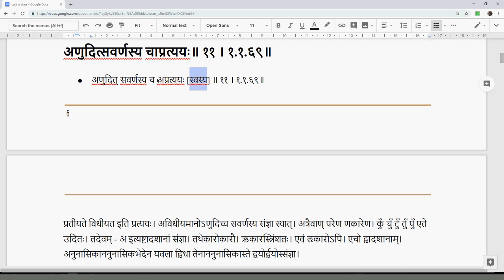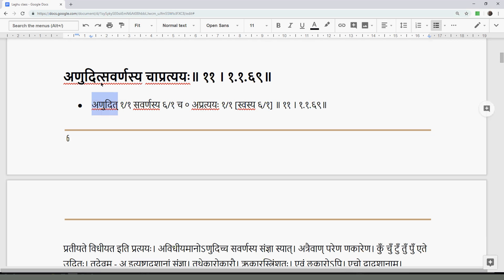How do you get this swasya? So this chakara: why anudit savarnasya cha apratyaha? Apratyaha and anudit are in prathama vibhakti. Savarnasya is shashti ekavachana. Chakara is an avyaya. Apratyaha is 1-1 and swasya will come down as shashti ekavachana; it will change its vibhakti. You will get anudit savarnasya swasya cha. Sanya is a sanya prakarana. So sanyasya, what is the sanya? Anudit is the sanya here for savarna and swasya, for itself as well as for its savarna.